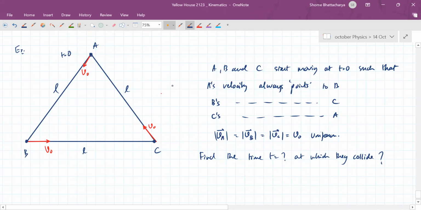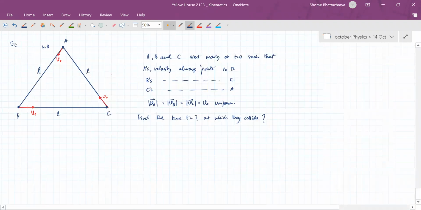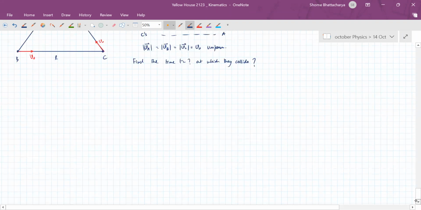As I was telling you, this is a very specific situation where particles are chasing each other, like heat-seeking missiles, which always chase the target based on its heat signature. Like that, each of these particles is always trying to home in on the other one, with a velocity vector pointing continuously at it. From that fact and from the symmetry of the problem, we'll see that all three of them will simultaneously collide at the centroid of this equilateral triangle. So let's calculate the time for that to happen.